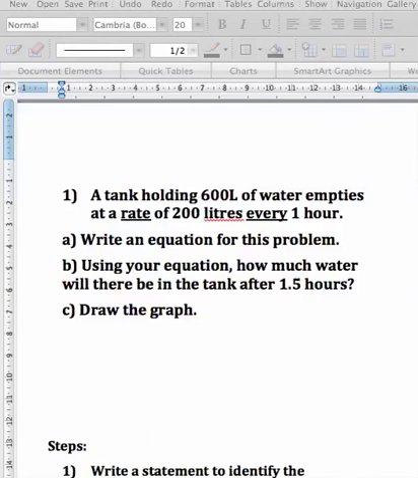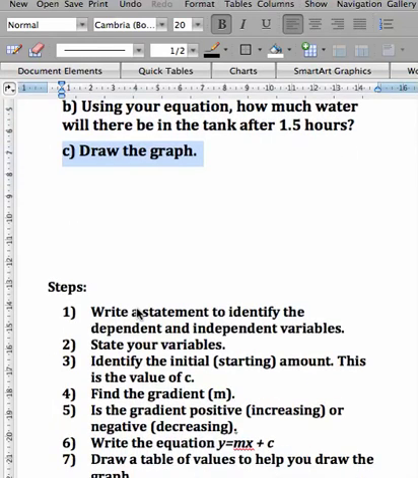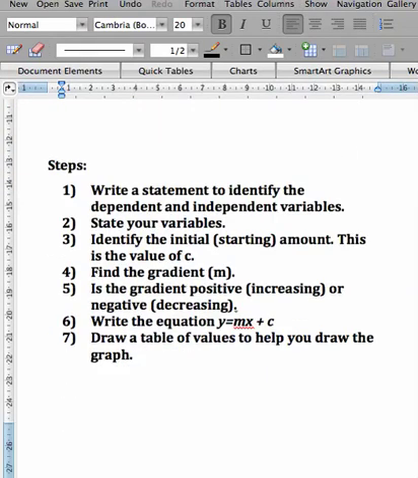Now our next part to the question, I've just added it in, is what if the question asks you to draw the graph? We have our equation, we can use it to work out some problems if we have problems. But now, how do we draw the graph? Now, to do that, I've added in an extra step. And that is, once you have your equation, you can now draw an accurate table of values, which will help you draw a graph.